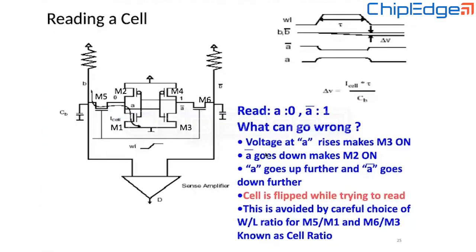What can go wrong? Whatever I explain, it all works fine, then everything is good, nothing can go wrong. But there is something which definitely makes it a little tricky. And what is that?